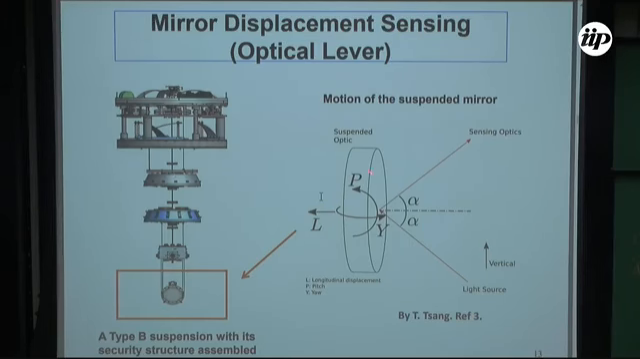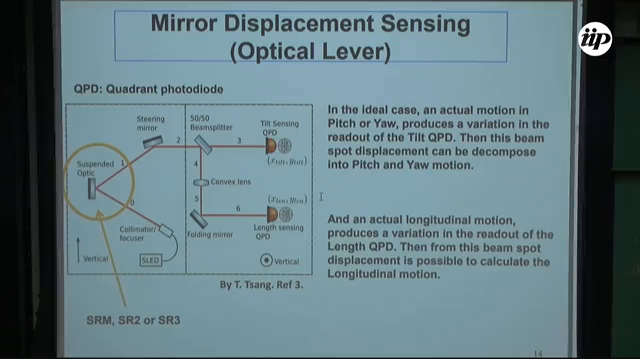So the suspended optics, which are the beam splitter, signal recycling 1, signal recycling 2, and signal recycling 3, the signal recycling mirrors, are suspended by the type B suspension, right? And we are interested in the longitudinal motion, pitch motion, and yaw motion, the rotation. So how do we do that? With the optical lever that Ettore explained before.